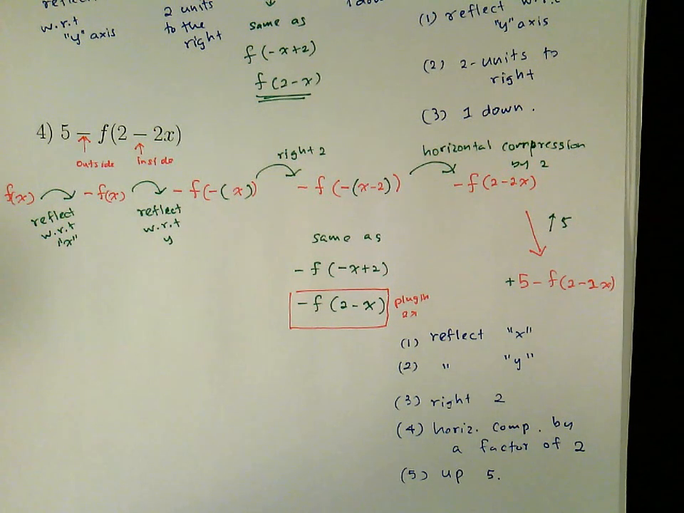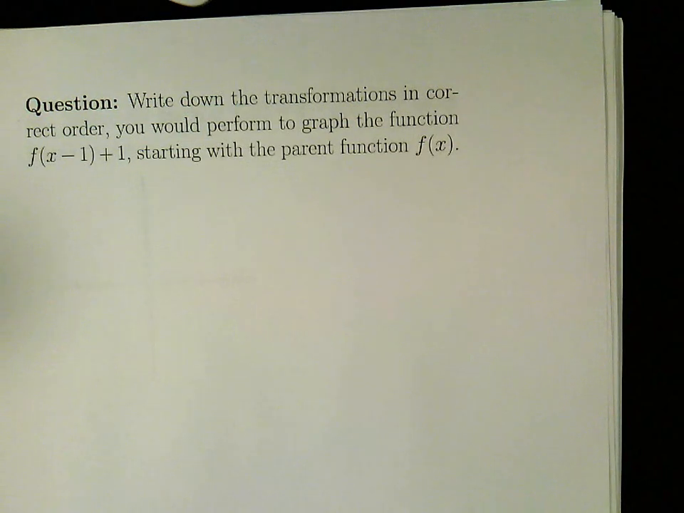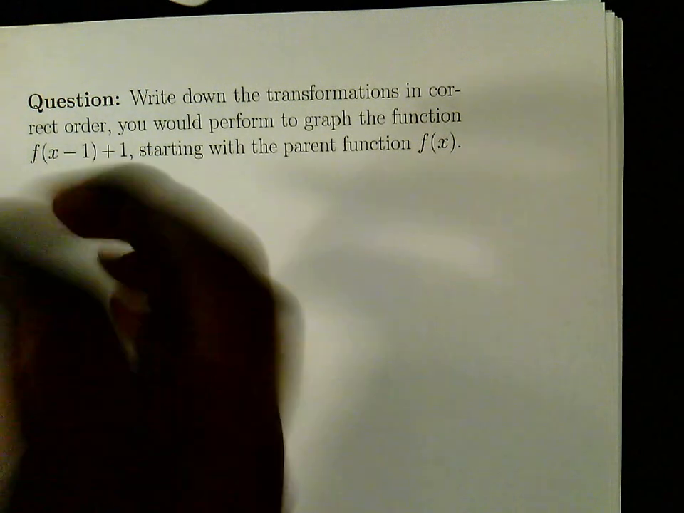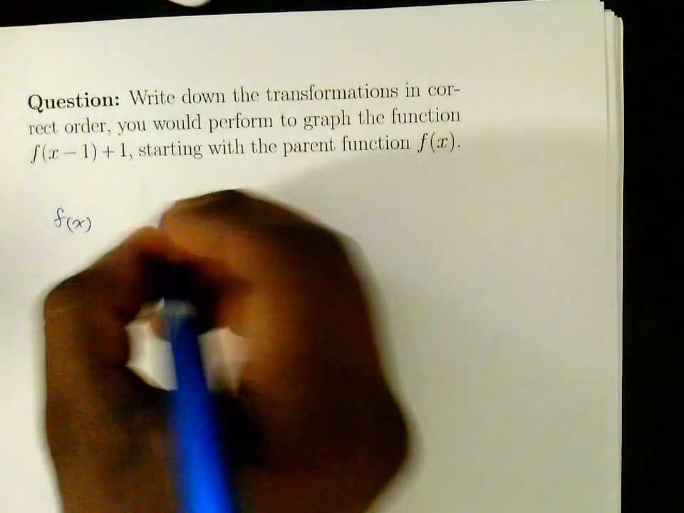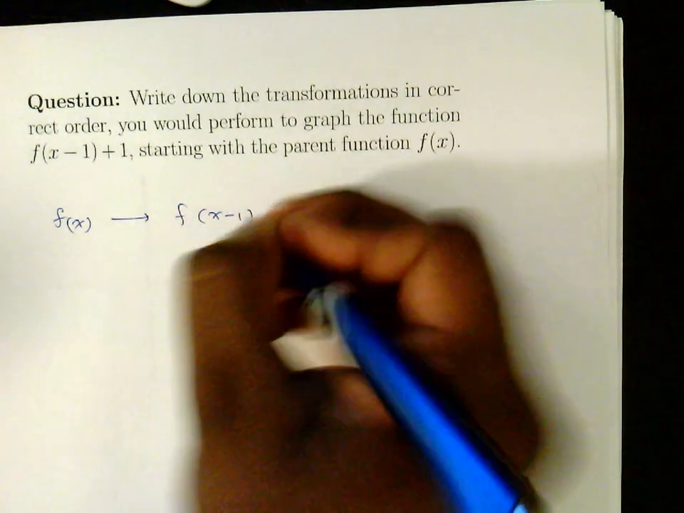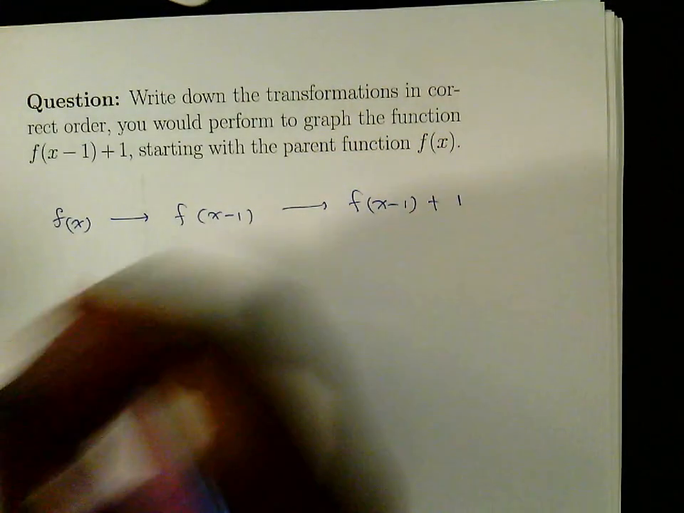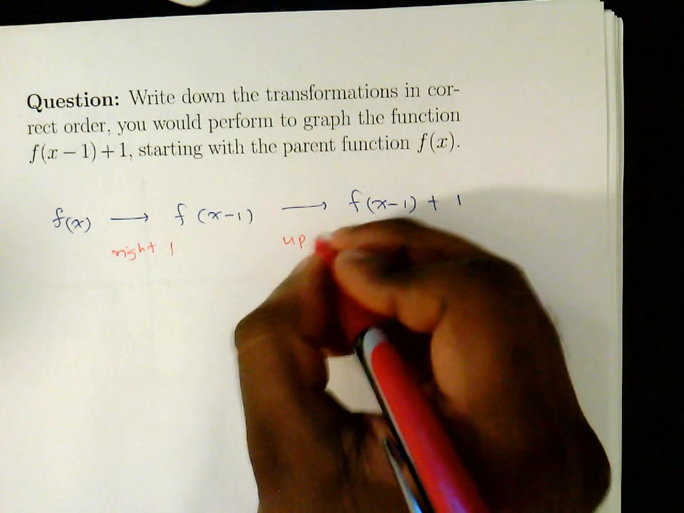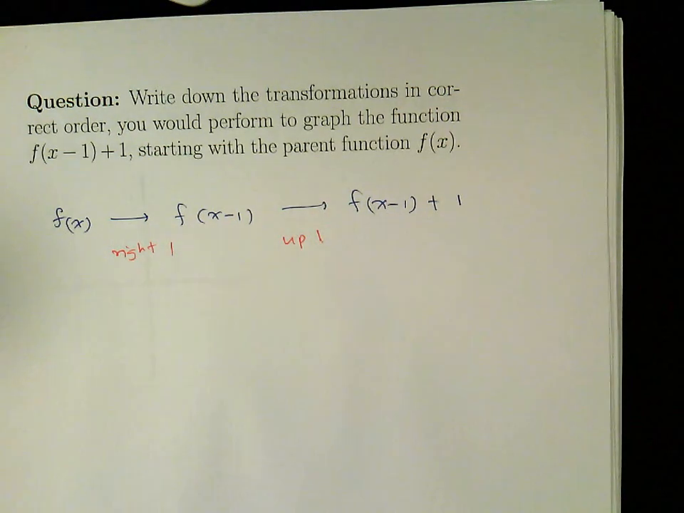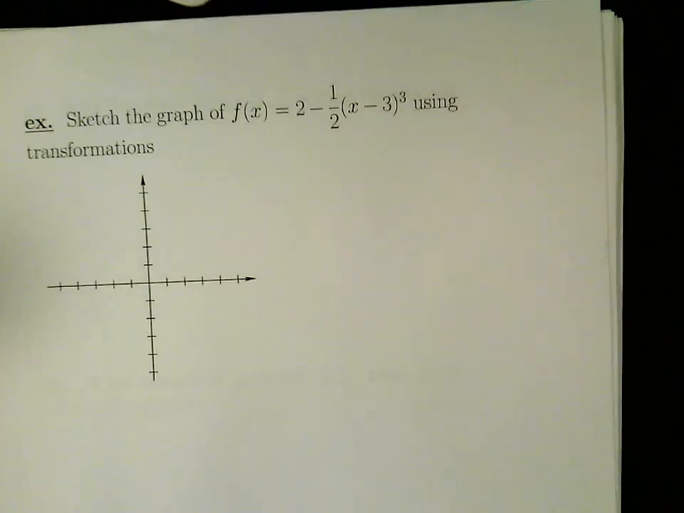Okay, so I believe right now at this point I've done enough examples for you to do a question. So do this question on the screen, and we'll move to the next question. All right. Okay, it was an easier question compared to what we did. Let me just do that. f of x minus 1, f of x minus 1 plus 1. So that's right 1, and this is up 1. Okay, all right, let's move on.